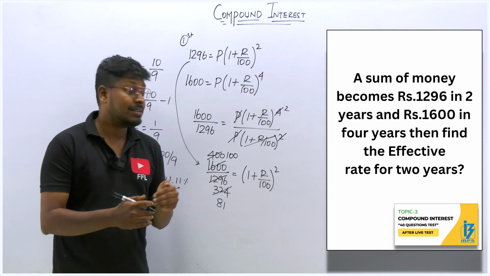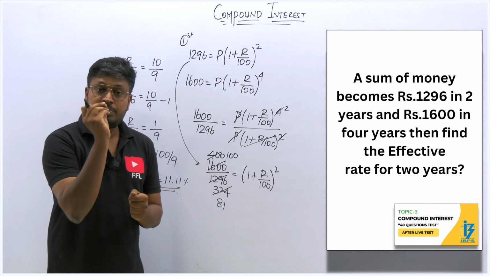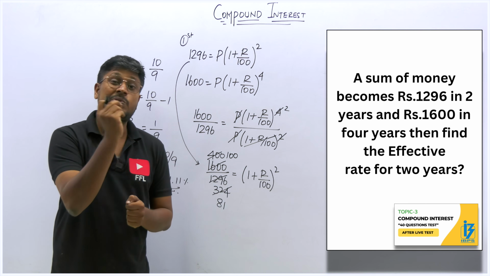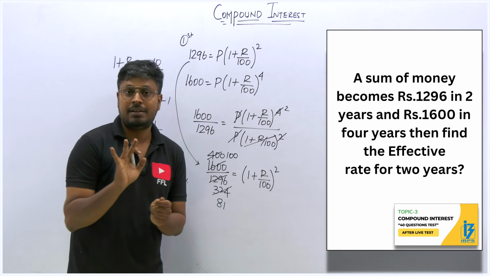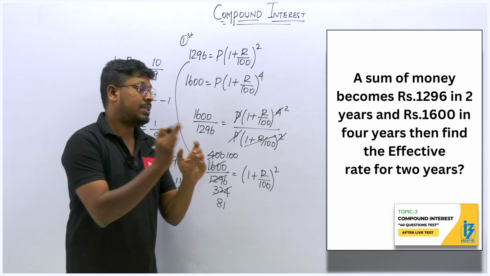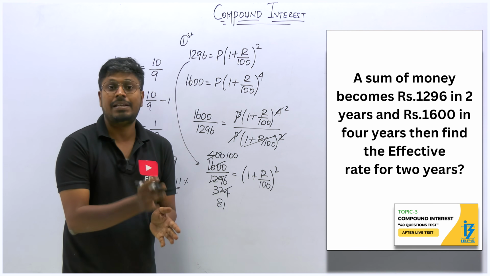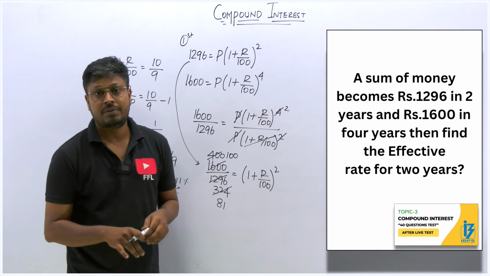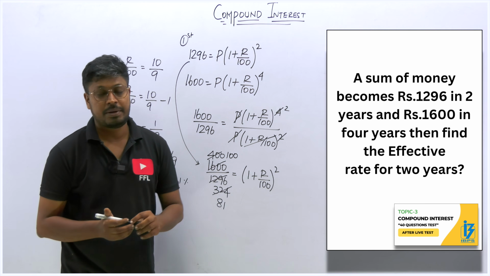I am saying these 2 questions are very important because if there is an option 'cannot be determined', most of the students go with that option. Because 2 values are unknown, they think we can't find it. So don't do like that. If you see these kinds of questions, the answer will not be 'cannot be determined'. You can find the principal as well as the rate of interest. So the answer for this question is 11.11%.